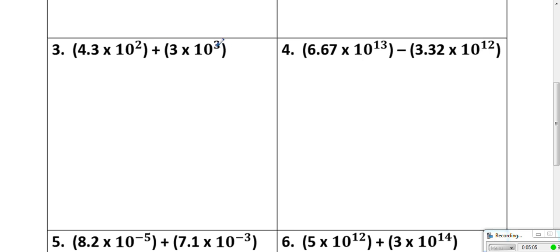We're looking at the exponents first. They are not the same. I'm going to make this a 3 by adding 1 to it. But since I made this larger, I have to make this smaller. So to make this smaller, you have to move this decimal one place to the left. It becomes 0.43 instead of 4.3. And it's times, that's a weird looking multiplication symbol, 10 to the third. And this is addition, so I'm going to keep that plus. And I'm going to keep this the same also.